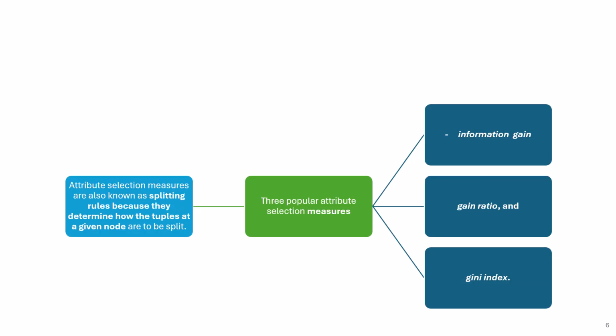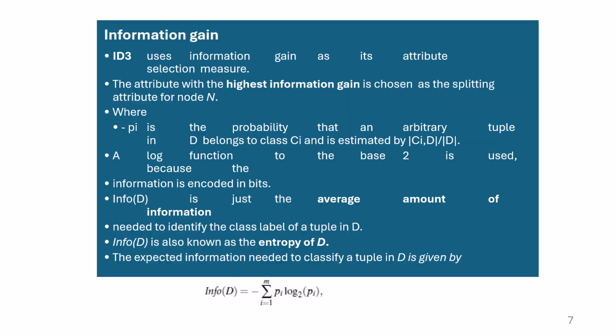Selection measures are also known as splitting rules because they determine how the tuples at a given node are to be split. Three popular attribute selection measures are: number one, information gain; second, gain ratio; and the third one is Gini.